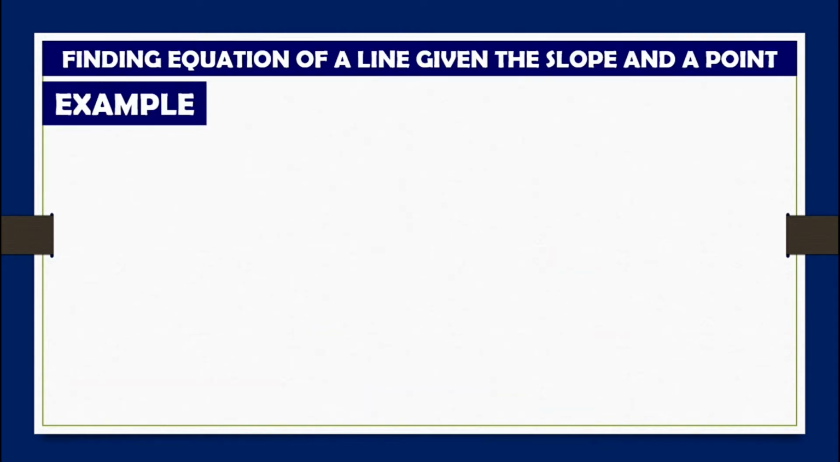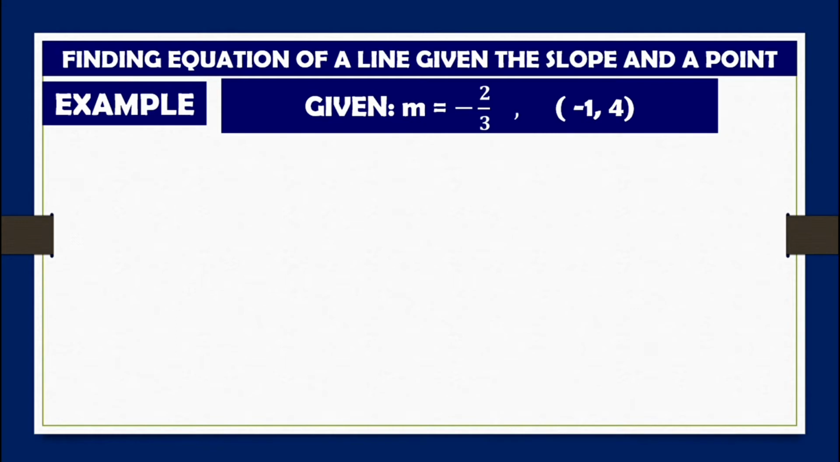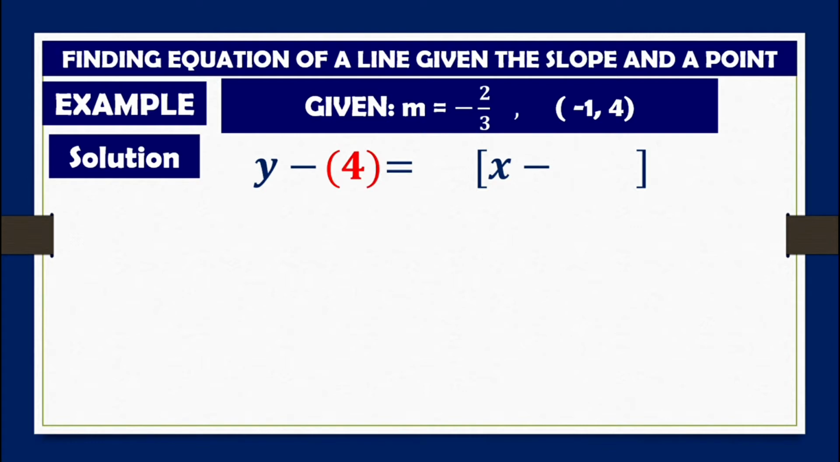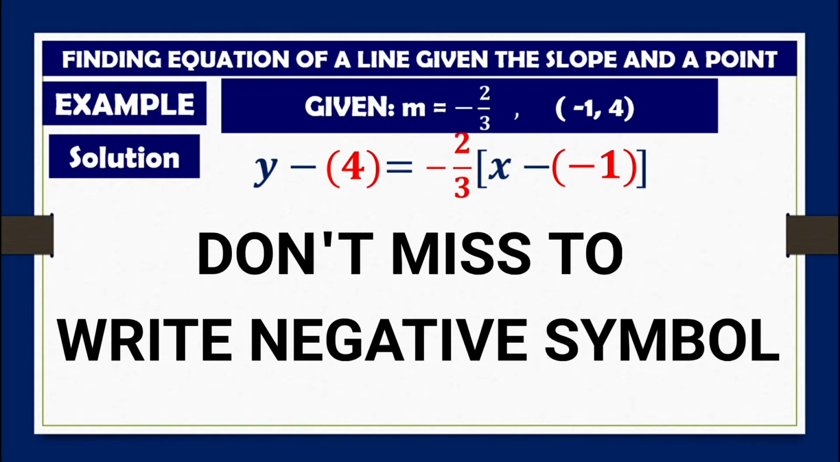Let us have our next example. Given slope, which is equal to negative 2/3, and the coordinate of our point, which is negative 1, 4. Again, utilizing our equation, y minus y sub 1 is equal to m times quantity x minus x sub 1. Substitute the value of our y sub 1, which is positive 4, our slope, which is negative 2/3, and our x sub 1, which is equal to negative 1. Remember this? In substituting our values, please don't miss to write the negative symbol.